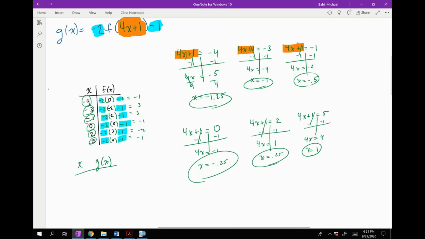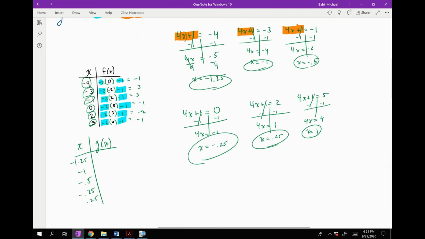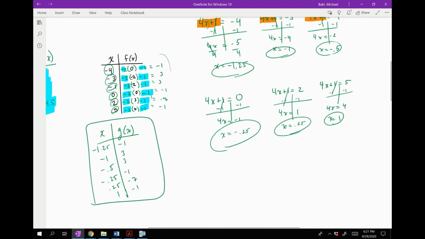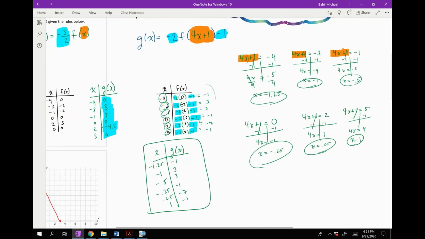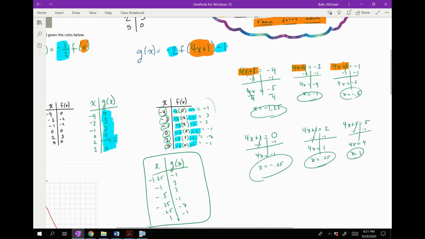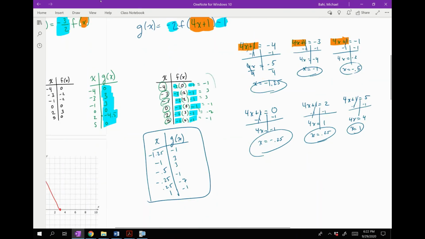It is going to look like this. I'm just going to make sure I follow these in order: -1.25, -1, -0.5, -0.25, +0.25, and 1. And then let's copy these y values from here. And this is my new table for the green transformation. Why is that green? That should be blue. Oops. Okay, now it's blue.